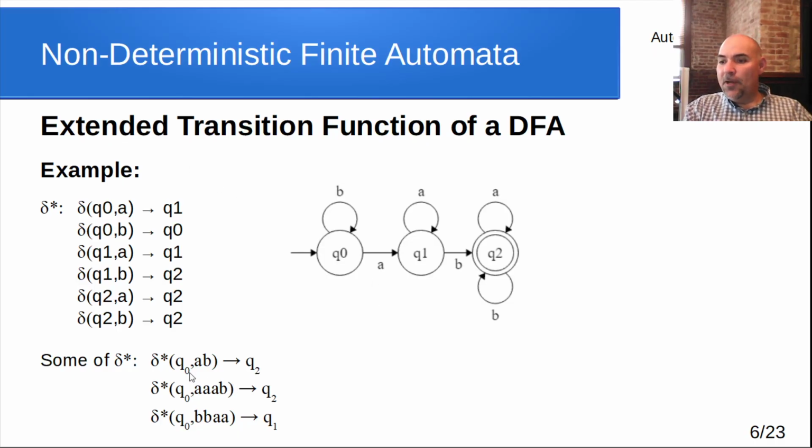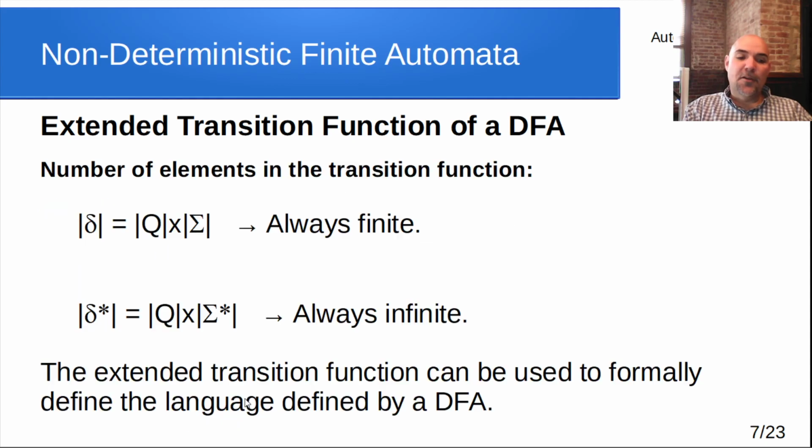Okay, so if we're in Q0 and we have an AB, where do we end up? Well, let's figure it out. We're in Q0 right here. We have A and then B. We're in Q2, so Q2 results. If I'm in Q0 and I have AAAB, that also results in Q2. If I'm in Q0 and I have BBAA, so Q0, B, B, A, A, then I'm in Q1.